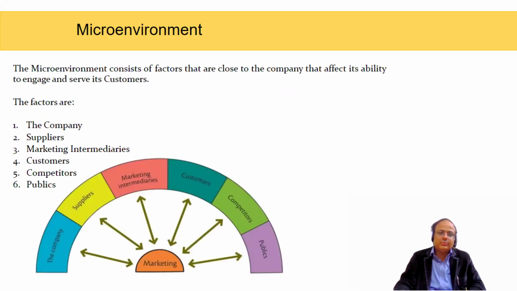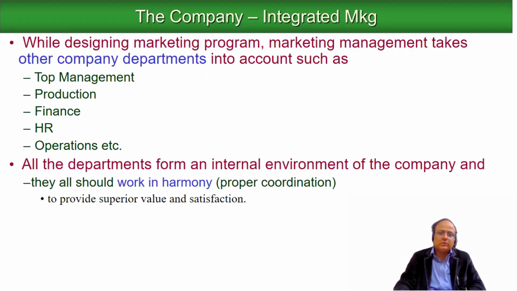Moving further with the explanation of these micro environment components, let us go with the explanation now. First of all, let's take the company itself. While designing a marketing program, marketing management takes into account other company departments. That's how we call it the integrated marketing function. Each company has to perform the integrated marketing function. That means they need to consider the other departments, such as production, finance, HR, operations, and all these departments form an internal environment of the company, and they should work in harmony to provide superior value and customer satisfaction.